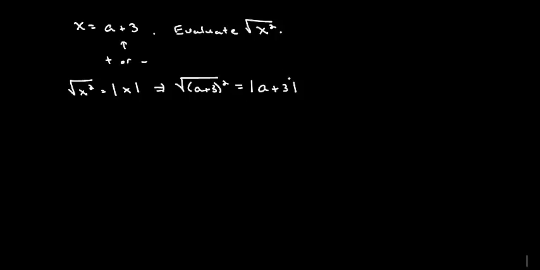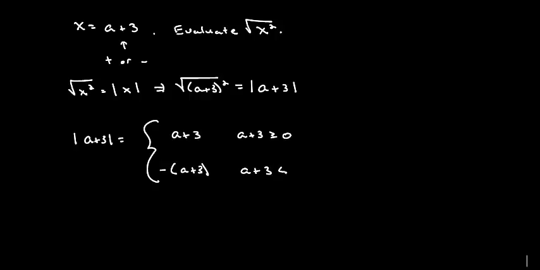Okay, now, when we're going to write this guy out, we can write this as a piecewise defined function. So the absolute value of a plus 3 is equal to the following. It's equal to just a plus 3 when a plus 3 is greater than or equal to 0. And it's equal to the opposite of a plus 3 when a plus 3 is less than 0. This is the definition of absolute value.